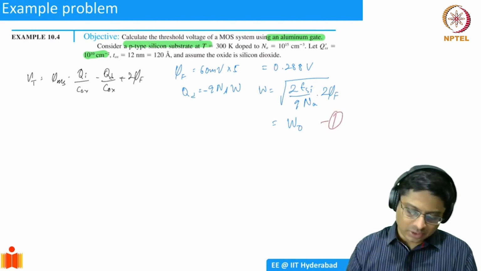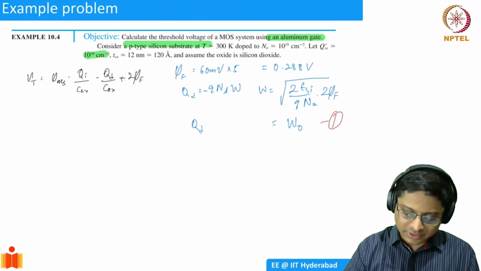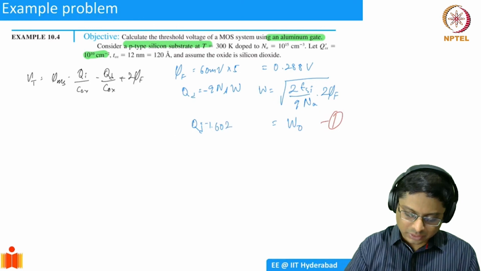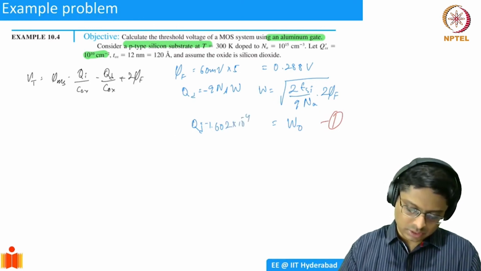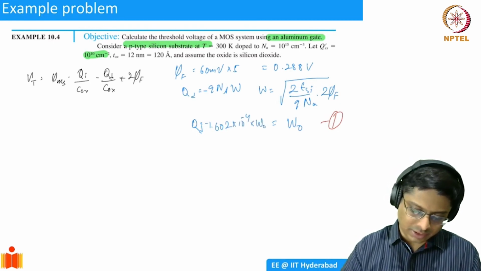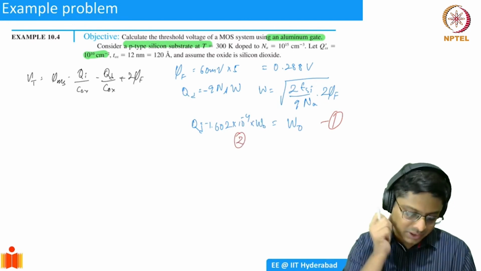Once you do that, you find out what is QD. Simply it's going to be minus 1.602 into 10 power minus 4 into W naught, with Na being 10 power 15. This will be the second step. You finish this and you'll get this number, the answer for QD.